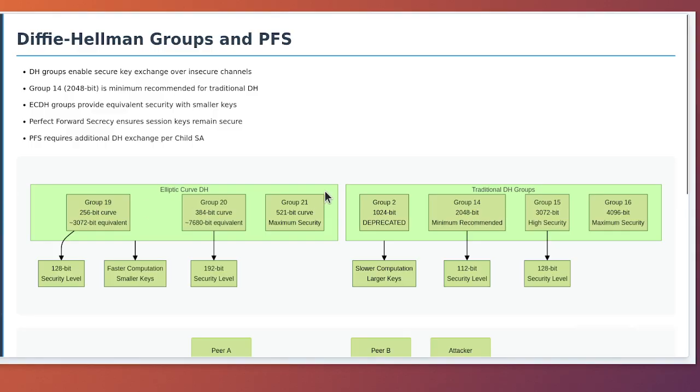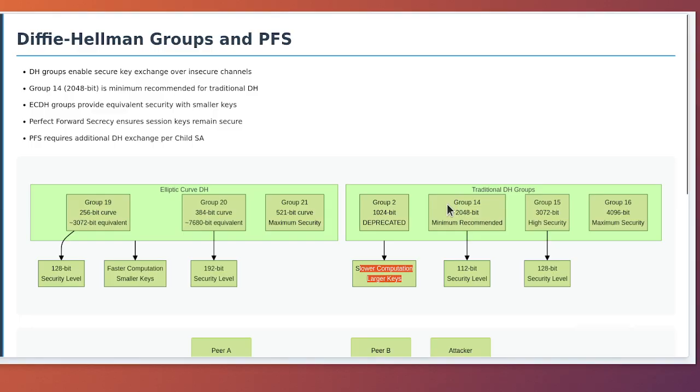Traditional Diffie-Hellman groups use modular exponentiation over finite fields. Group 2 uses a 1024-bit prime, which was considered secure in the past but is now deprecated due to advances in computing power and cryptanalysis techniques. Some research suggests that nation-state actors may have the capability to break 1024-bit DH in certain scenarios.